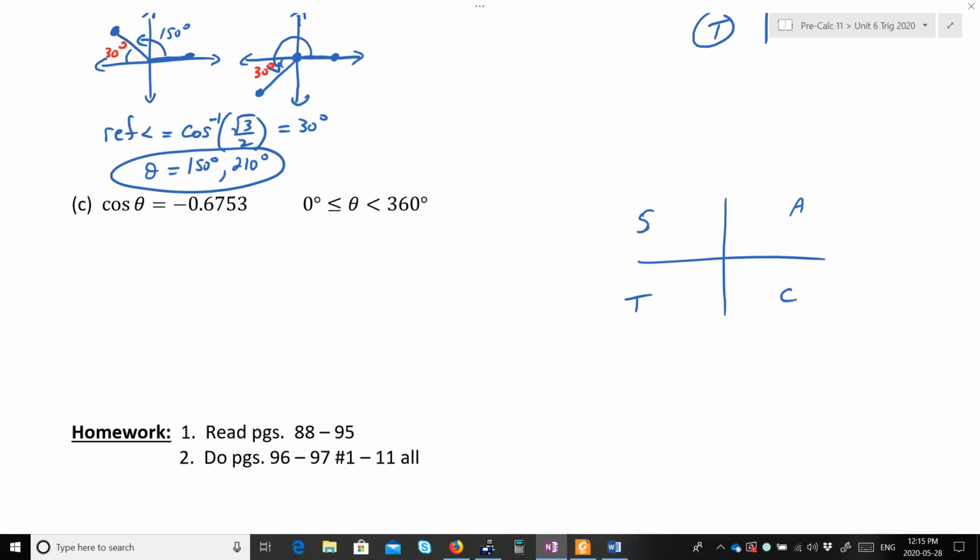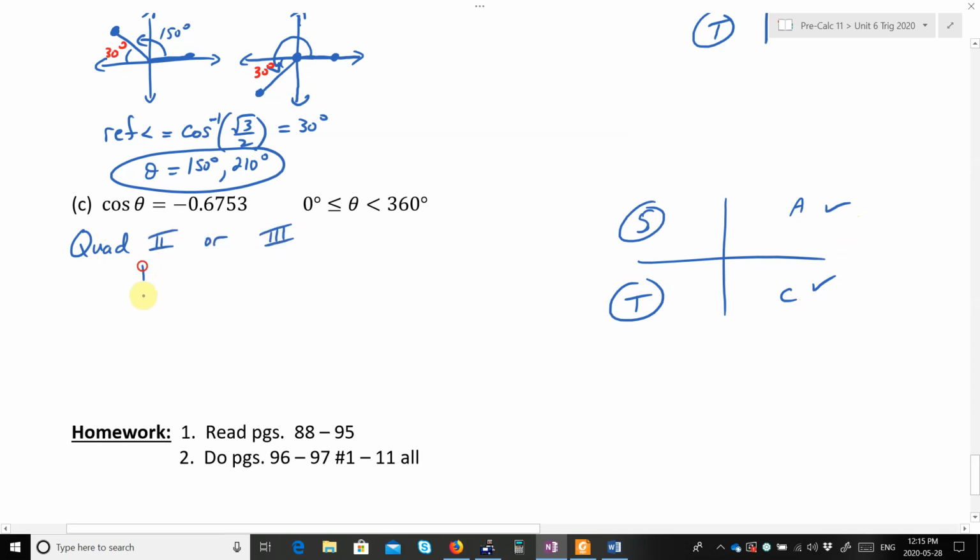Okay, and finally the last one, cos of an angle equals negative 0.6753. Where is cos negative? Well, we know it's positive here and here, so negative here. Again, we are going to be in quadrant 2 or 3. Okay, so an angle here, or here. So we have to get the reference angle.